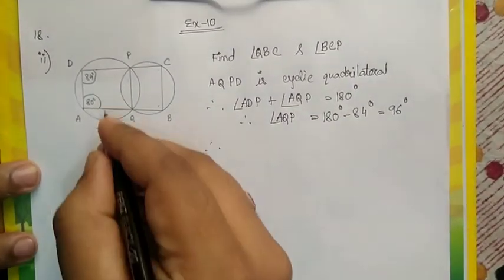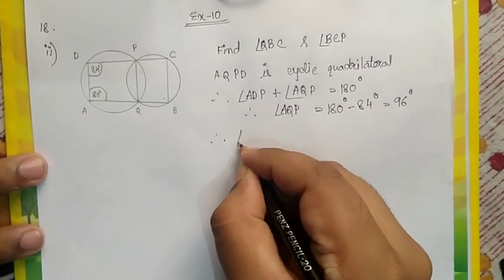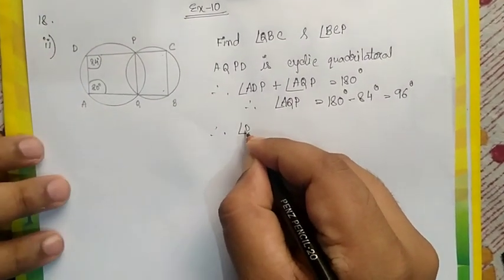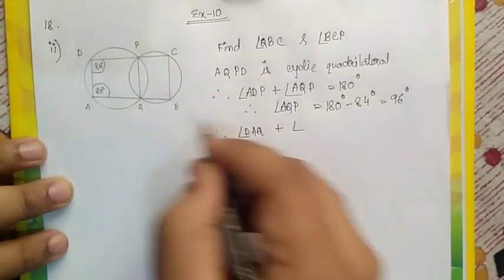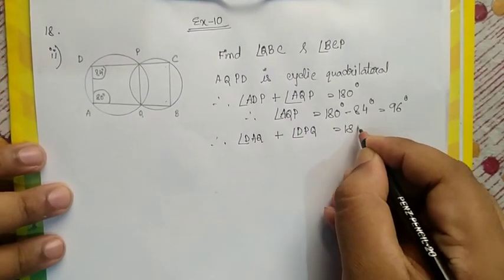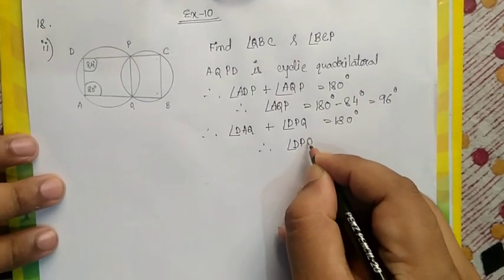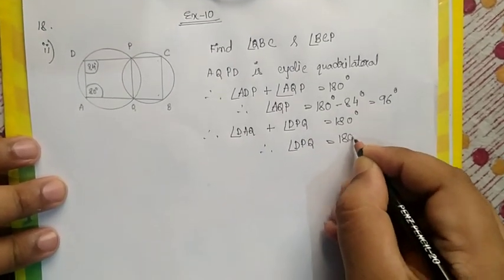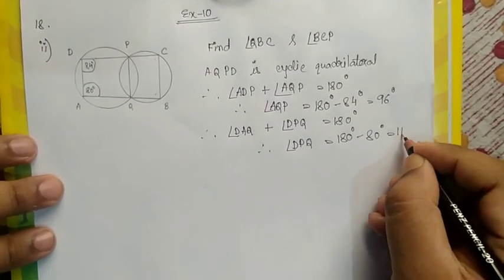Similarly this angle DAQ plus angle DPQ equal to 180 degree. Therefore angle DPQ equal to 180 degree minus 80 degree equal to 100 degree.